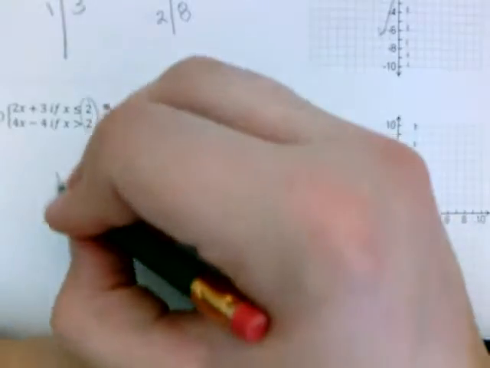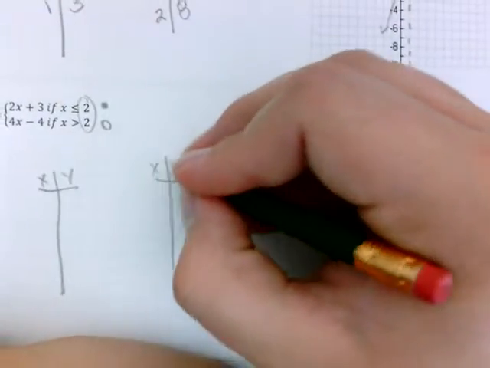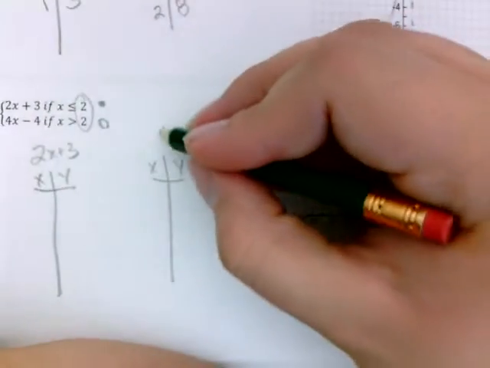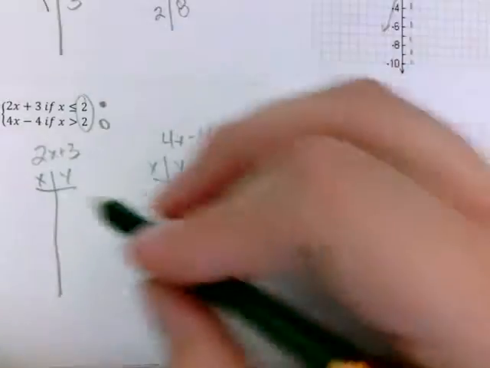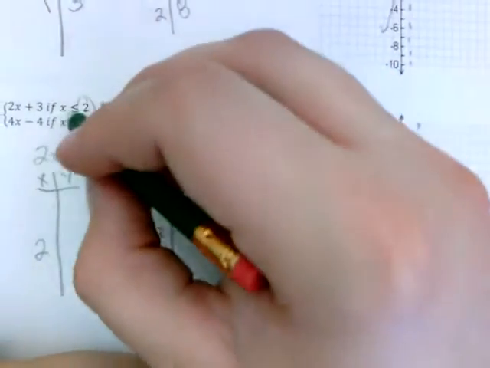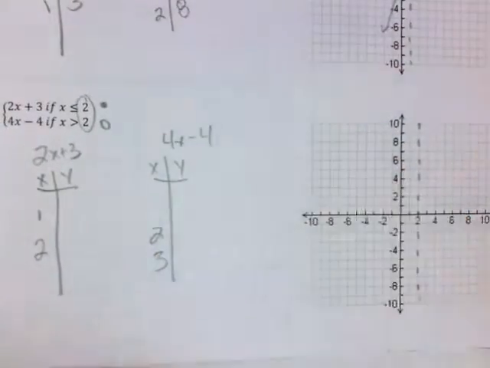Let's make 2 t-charts, our x, y. This one's 2x plus 3. This one's 4x minus 4. They both share 2. They both need to have 2 in the x column. This is x is less than, so we put a number less than. This is x greater than, so we need to put a number greater than.